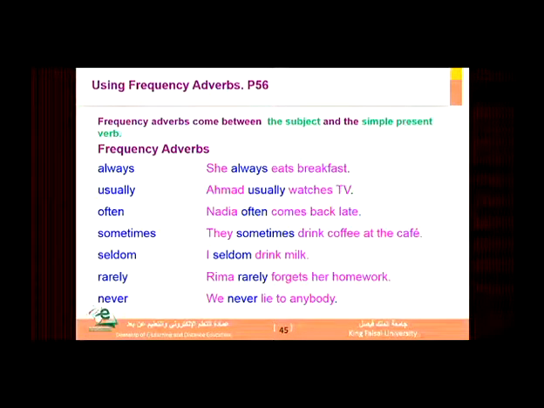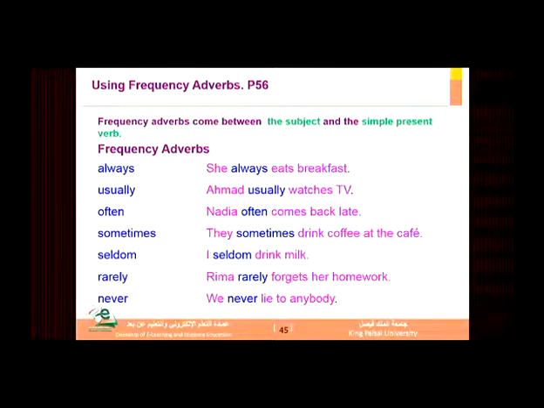So the adverb of frequency sometimes comes between the subject they and the verb drink. I seldom drink milk. Again, the adverb seldom is between the subject I and the verb drink. Rima rarely forgets her homework. Again, rarely is the adverb, and it is between the subject and the verb forgets.